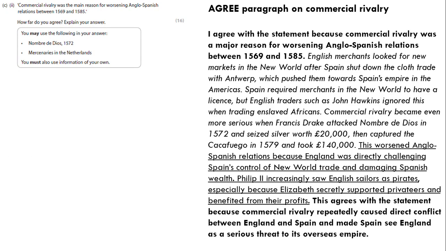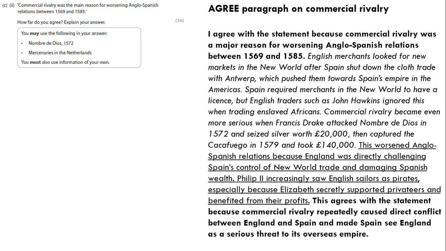Here's our agreed paragraph on commercial rivalry. So in bold, the first sentence links to the question. I agree with the statement because commercial rivalry was a major reason for worsening Anglo-Spanish relations between 1569 and 1585. Then we have our knowledge.